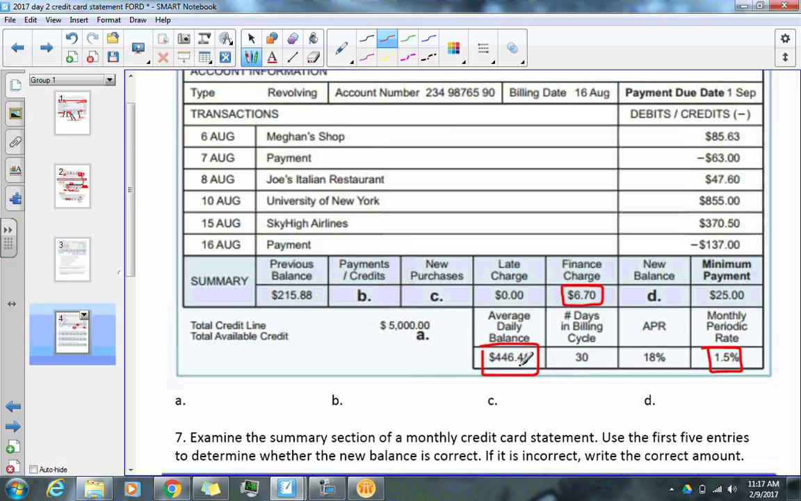Okay? So the average daily balance, if you remember, going back to the last video, was that whole 4 days by $500, 6 days by $600, and then you divide it all out, and then the monthly periodic rate. All this is just given to you. So all you have to do is multiply these two numbers to get the finance charge.